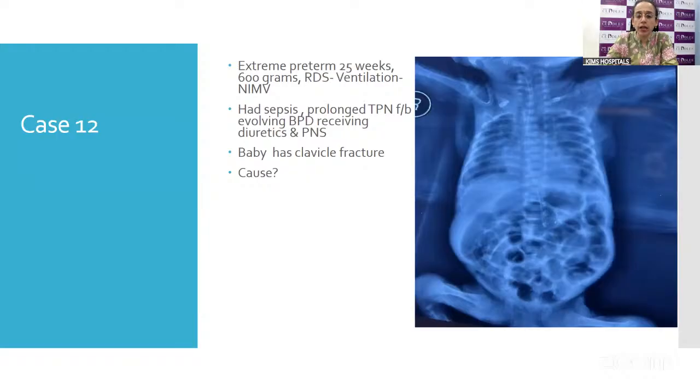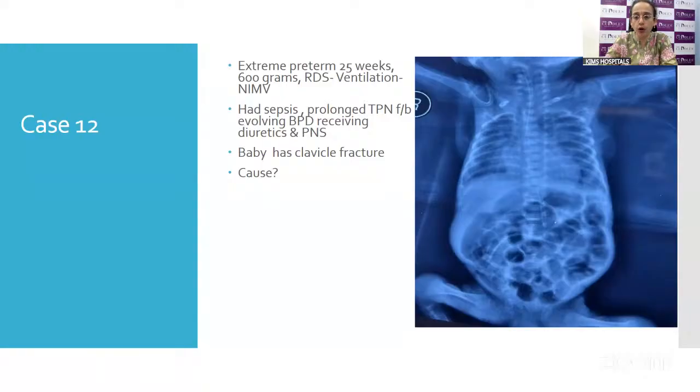So this is an extreme preterm case, a 25 weeker with 600 grams. Baby had RDS, needed ventilation, now on NIMV. The baby had difficulty in weaning off the NIMV. Baby previously had sepsis, which was treated with a course of IV antibiotics.